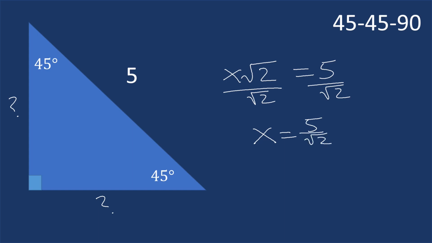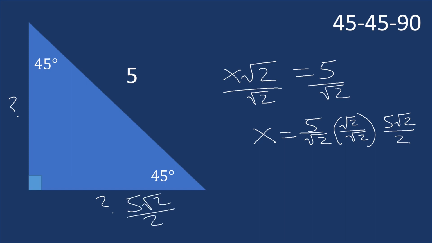Now we don't like having a square root in the denominator, so what we do is called rationalize the denominator. We multiply top and bottom by square root of 2 to get rid of the square root of 2 on the bottom. On the top, 5 times square root of 2 is 5 square root of 2. On the bottom, square root of 2 times square root of 2 just gives you 2. So our x is 5 square root of 2 over 2, so each of these legs is 5 square root of 2 over 2.